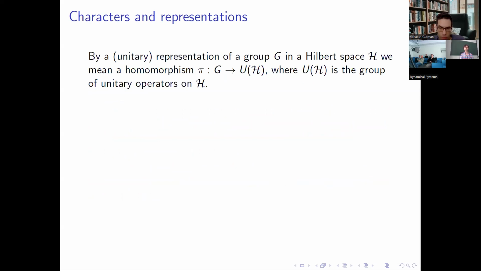Now let me talk about characters and representations. I will just give basic definitions necessary for my talk. So first, by a unitary representation of a group G in a Hilbert space H, we will mean here a homomorphism from the group to unitary operators of the Hilbert space. And here, a Hilbert space is just a linear space, typically infinite-dimensional, with a given positive definite quadratic form on it called scalar product.